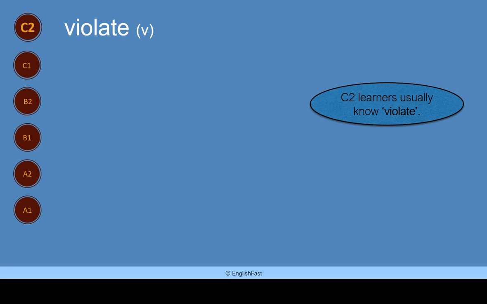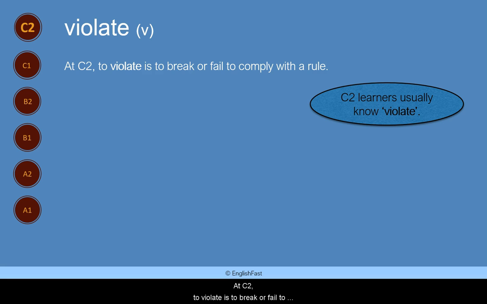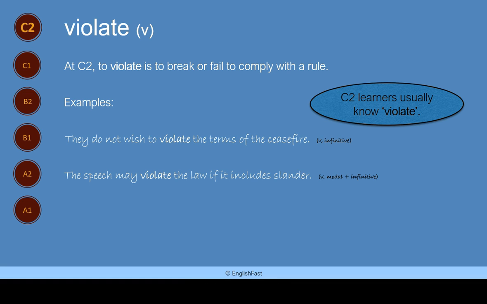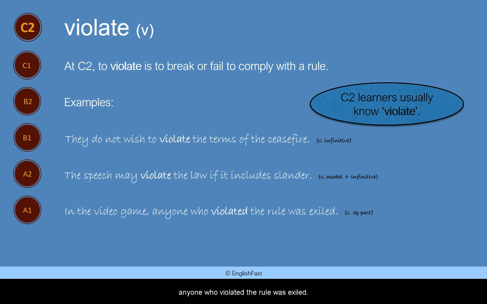Violate. Violate is a verb. At C2, to violate is to break or fail to comply with a rule. Here are some examples. They do not wish to violate the terms of the ceasefire. The speech may violate the law if it includes slander. In the video game, anyone who violated the rule was exiled.